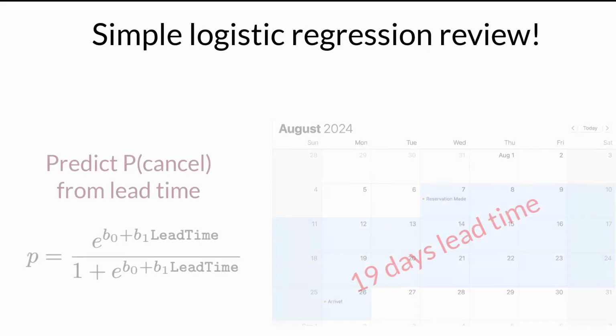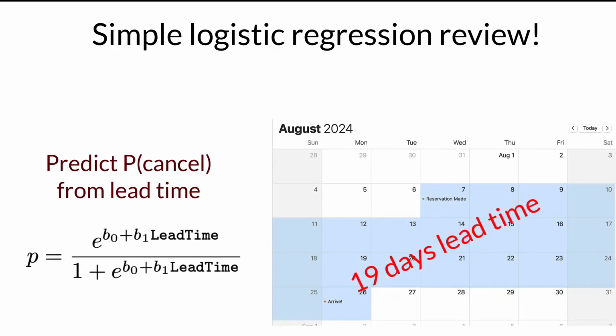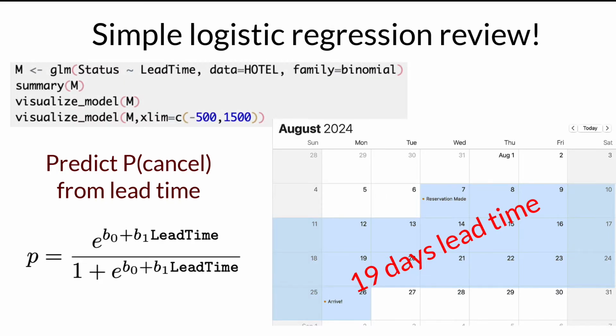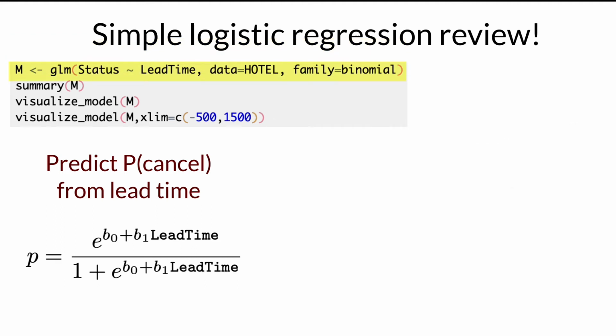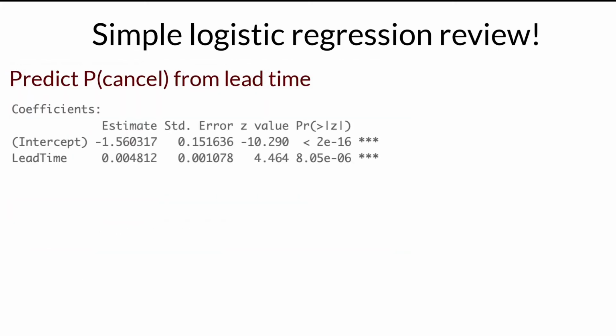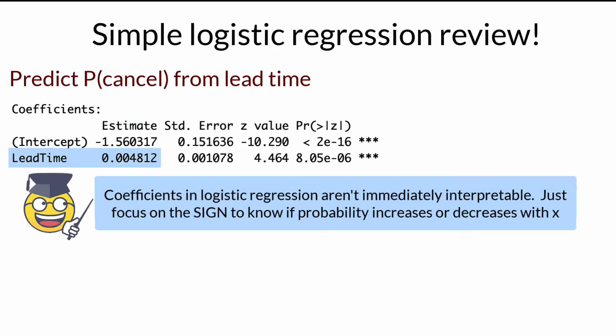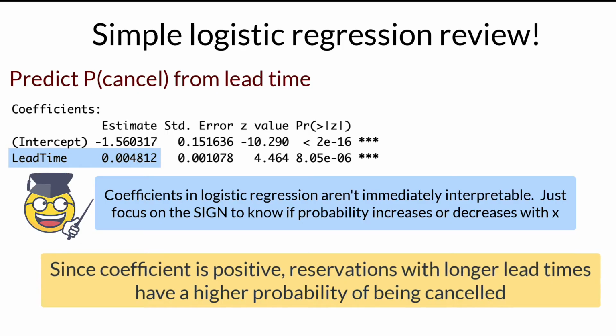So let's review simple logistic regression where we predict the cancellation probability from just a single predictor. Now, how about lead time, the number of days in advance that the customer made the booking? Throwing it through glm, just doing status ~ lead_time, data equals hotel, adding in family equal binomial to turn on logistic regression, then getting a summary, we see that the coefficient of lead time is positive. Now, in logistic regression, we don't really interpret the size of the coefficient. Instead, we just focus in on the sign. Since the coefficient is positive, we know that reservations with longer lead times have a higher probability of being canceled.